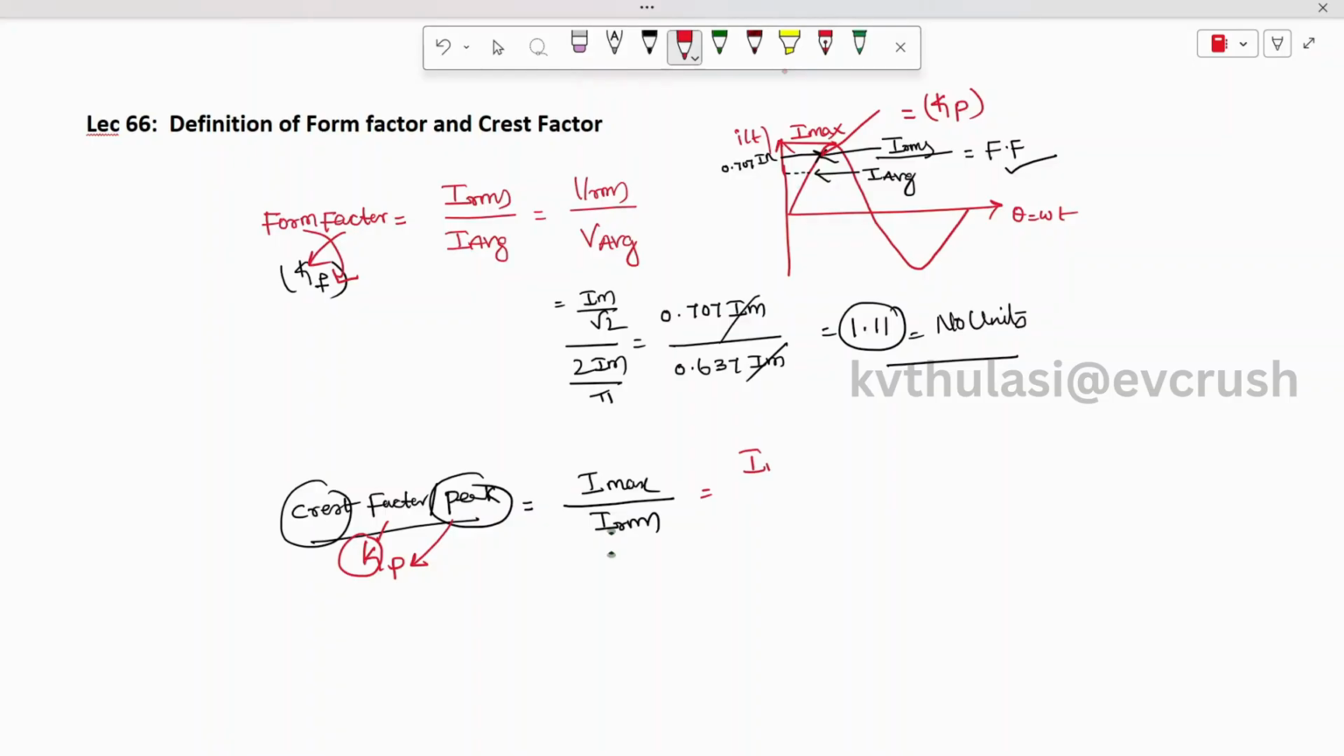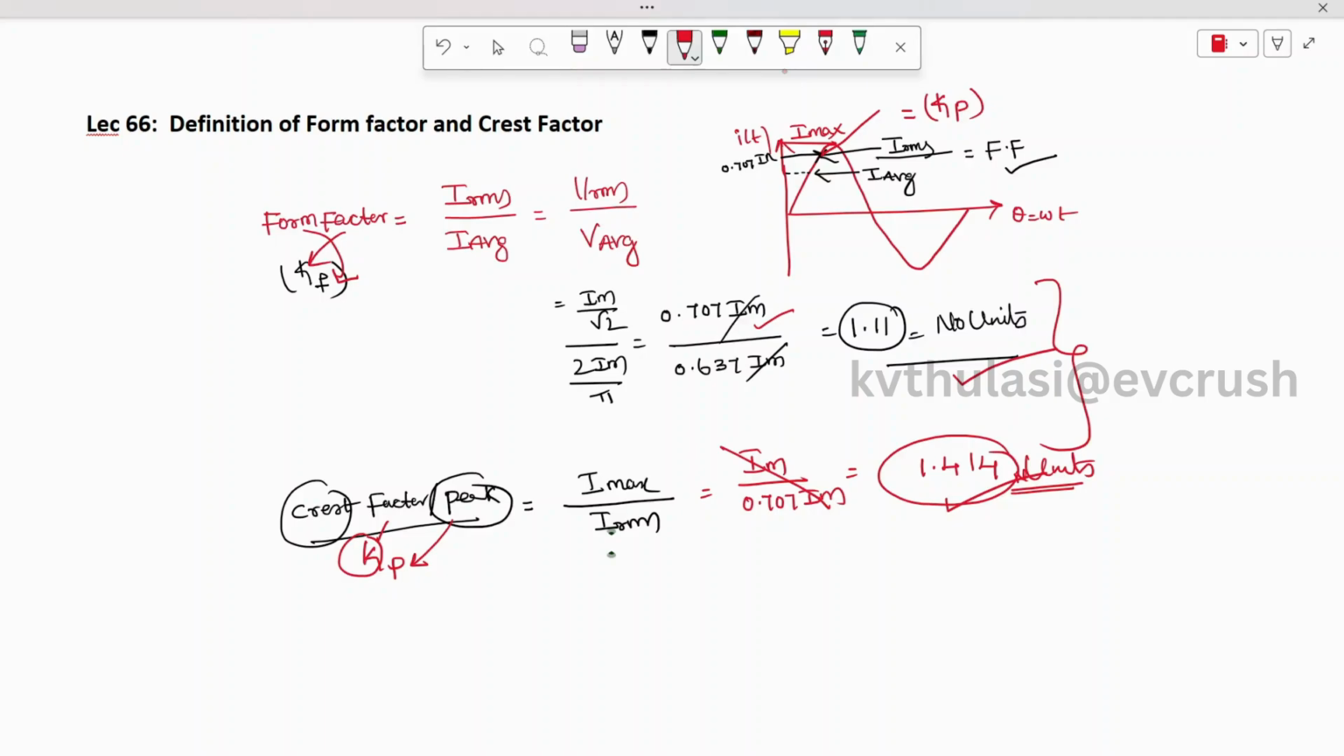This maximum I can write as Im, where RMS I can write as 0.707 Im. Both are currents, so the currents will get cancelled out, and we are going to get the crest factor as 1.414, and the crest factor also has no units. So the form factor for a sinusoidal waveform is 1.11 and the crest factor is 1.414. This is how we have to understand the definition of form factor as well as the crest factor.